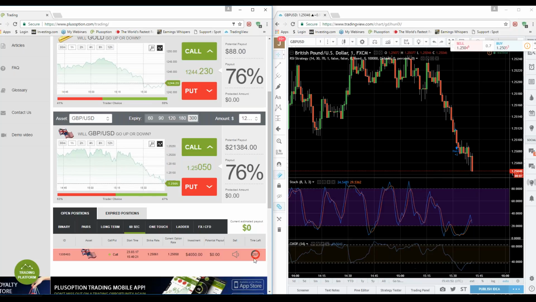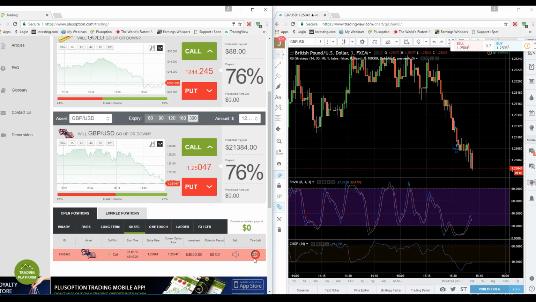So we do have a big drop. I want to use this time effectively, so I'm not going to take a trade for at least a minute or two.